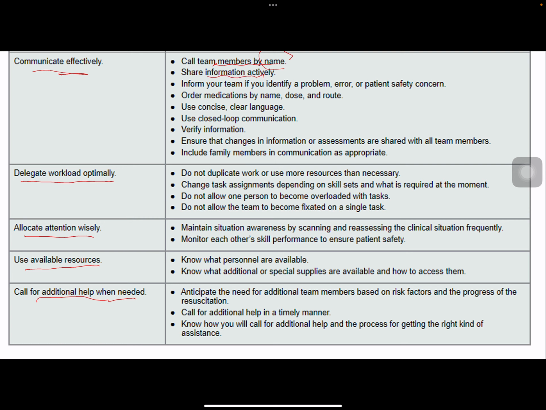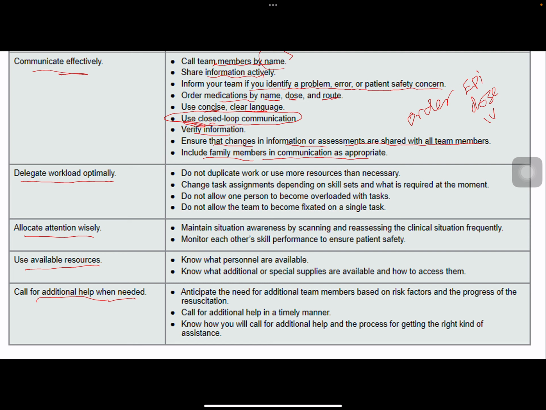So you need to know the names of your team members. Share information actively. Inform your team if you identify a problem, error, or patient safety issue. Order medications by name, dose, and route. So you need to have clear orders. If it is epinephrine, for example, you have to say the dose, and whether it is IV or otherwise. You need to say the order clearly, so use concise, clear language. Use closed loop communication. This is very important. You need to know what closed loop communication is. So verify information. Ensure that the changes in information or assessment are shared with all team members. Include the family members in communication as appropriate.